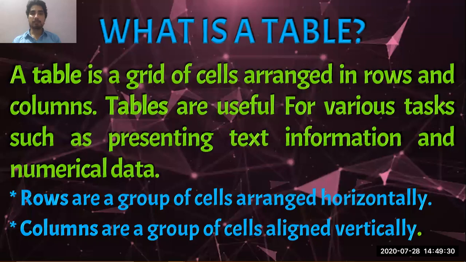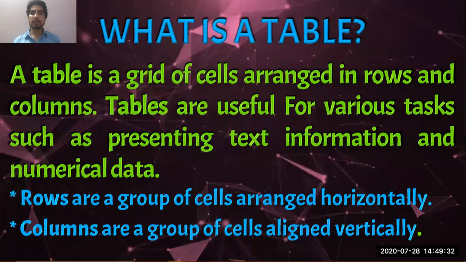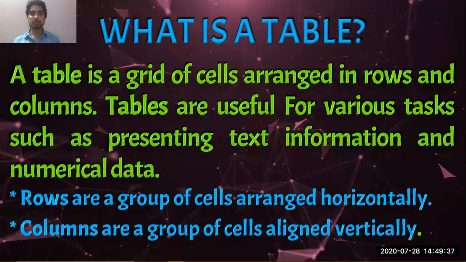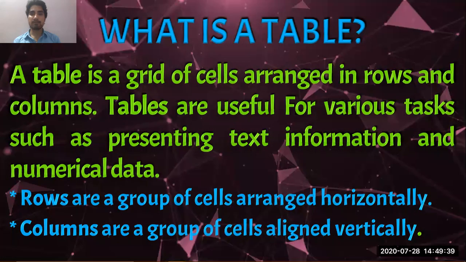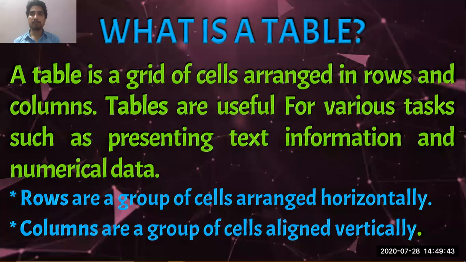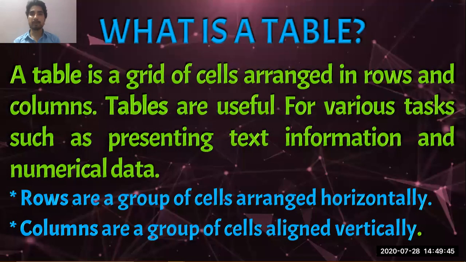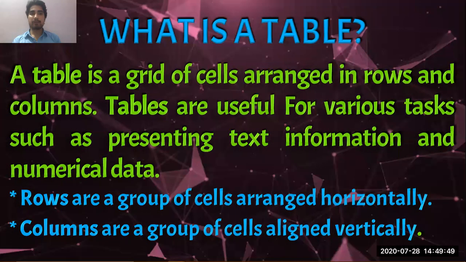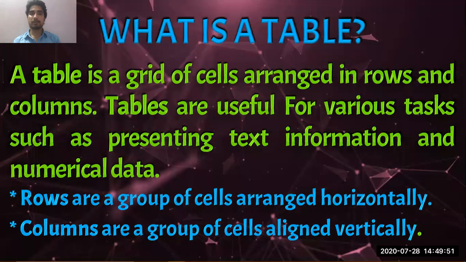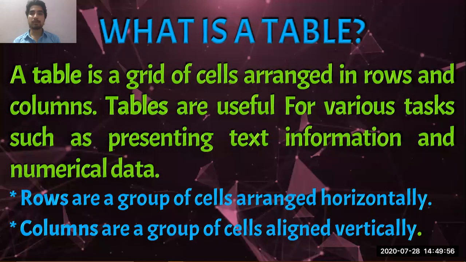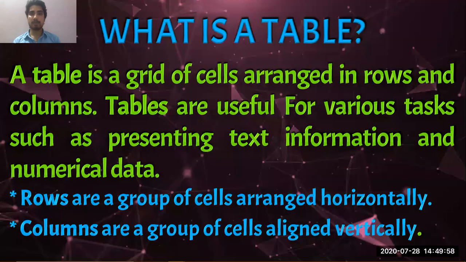So what is a table? A table is a grid of cells arranged in rows and columns. Tables are useful for various tasks such as presenting text, information, and numerical data. Now, numerical data means numbers, numeric data. In the first line, you have seen that a table is a grid of cells arranged in rows and columns. So, whatever content you see which is arranged in rows and columns, that we can call a table.